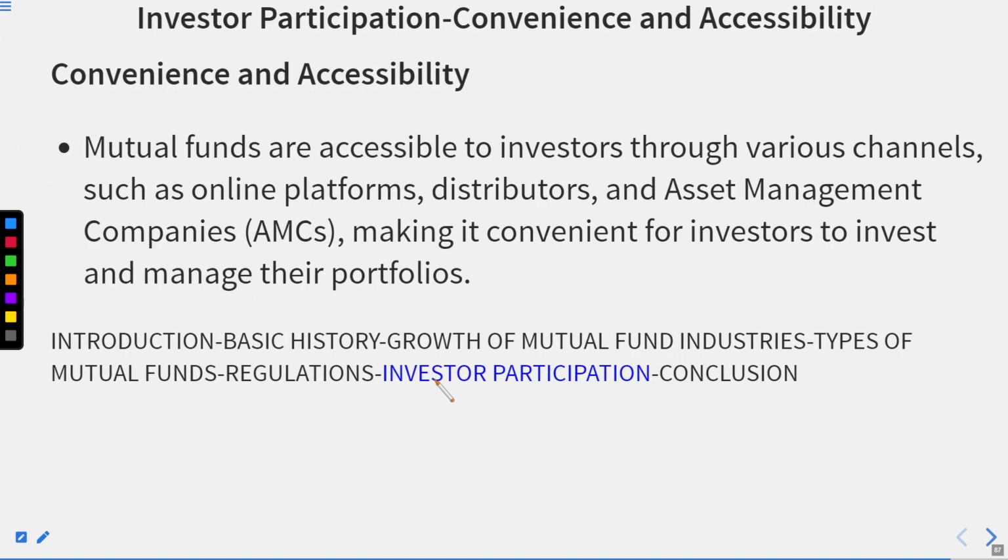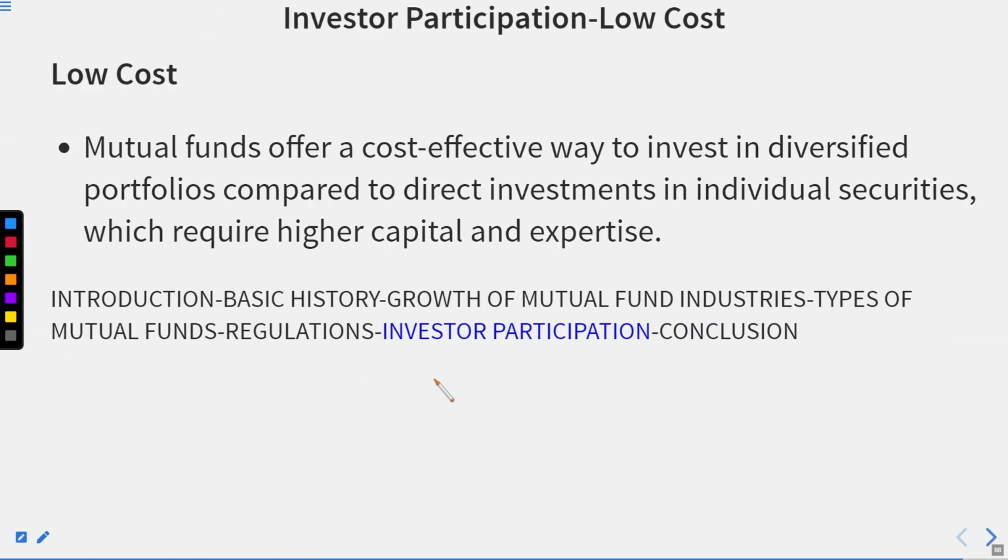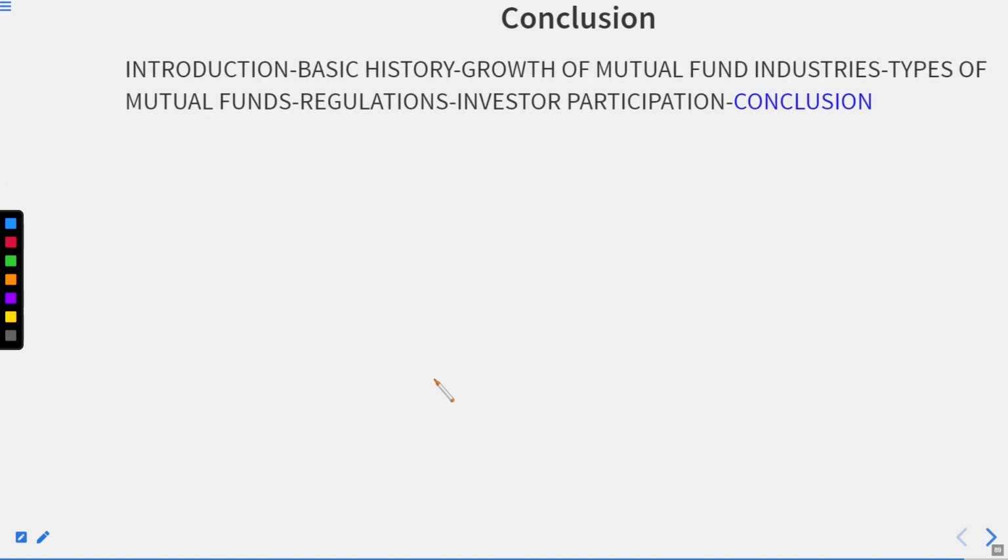All right. Convenience and accessibility. Mutual funds are accessible to the investors through various channels such as online platforms, distributors, and the AMCs, making it more convenient for investors to invest and manage their portfolios. Low cost. Mutual funds offer a cost effective way to invest in diversified portfolios compared to direct investments, because all the things will be borne by the AMC or the fund managers, not by you. In individual securities, which require higher capital and expertise.